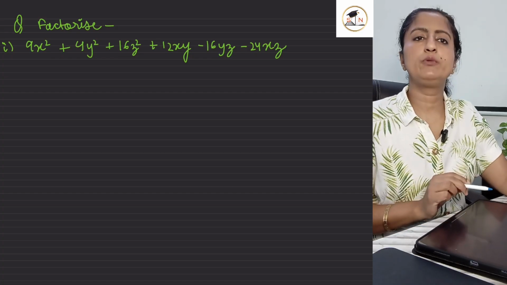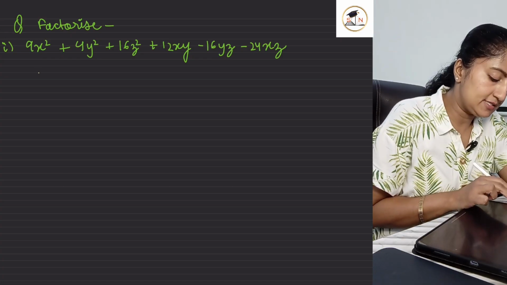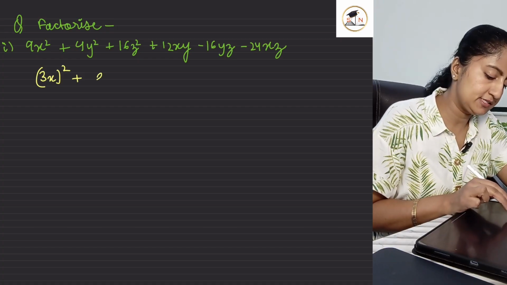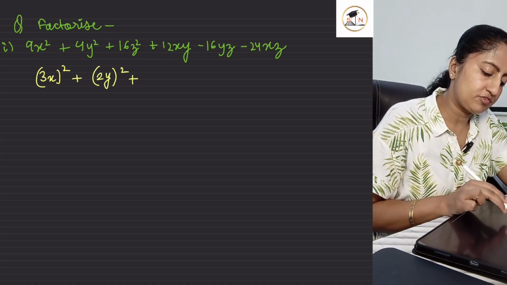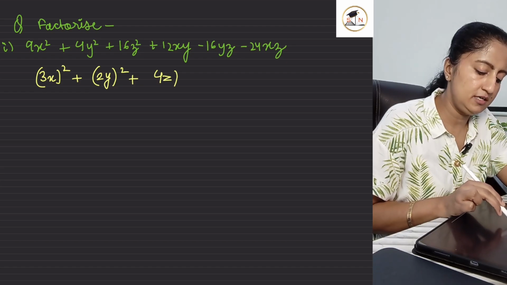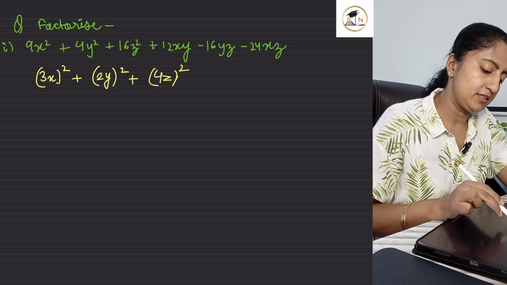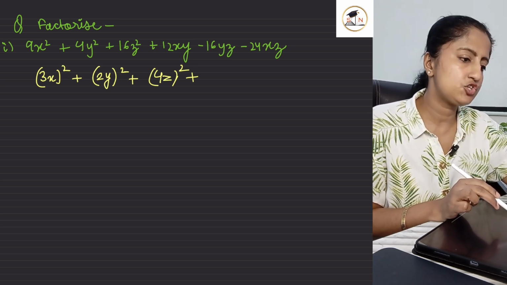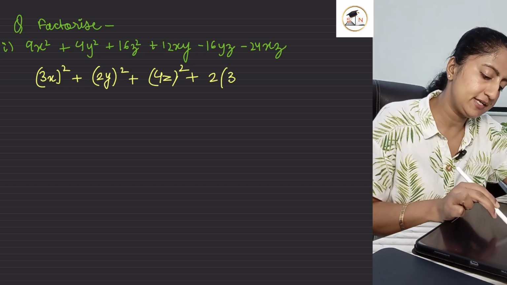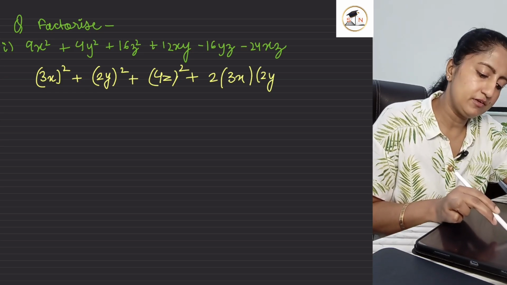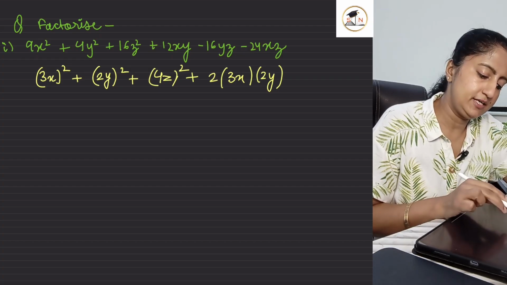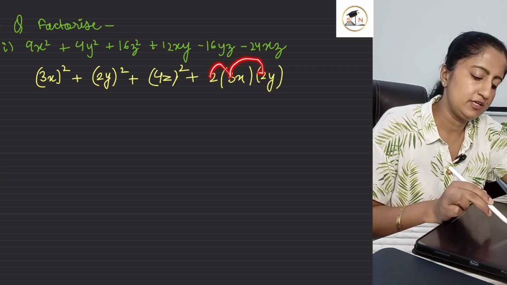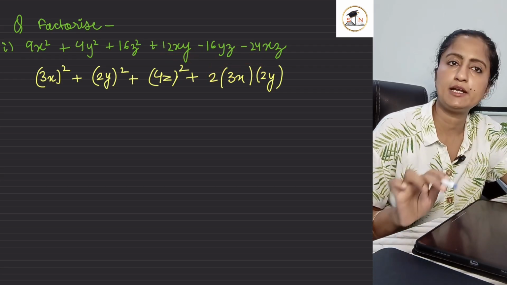So let's see how we start. 9x square means it is the square of 3x, so I write it like this. Then 4y square means (2y) whole square. After that, 16z square means (4z) whole square. This is what we get. After that, it should be 2ab, right? Which means we should have 2 into 3x into 2y, all positive, 12xy positive. We can verify: 2 into 3 is 6, 6 into 2 is 12. So we're getting 12xy. Seems correct, right?